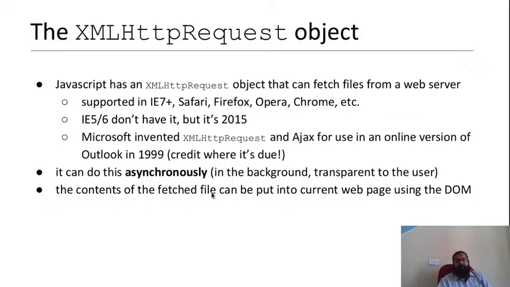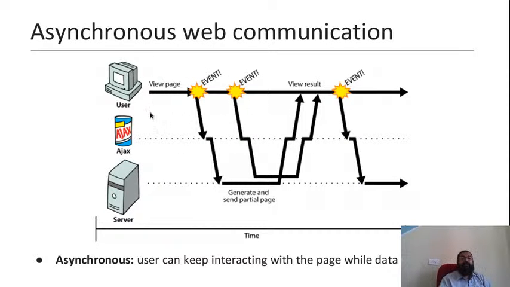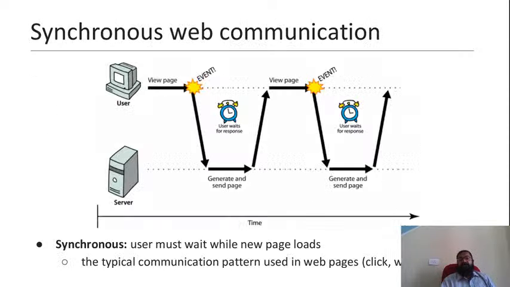The content of the fetched file can be put into the current web page using the DOM. The idea is that we have something already rendered on our web page, and we are able to see that. Now we want to make some changes to the existing page, and we do that by changing the DOM. But before changing the DOM, we have to fetch some additional information from the server without having a full synchronous communication where the entire page is reloaded.